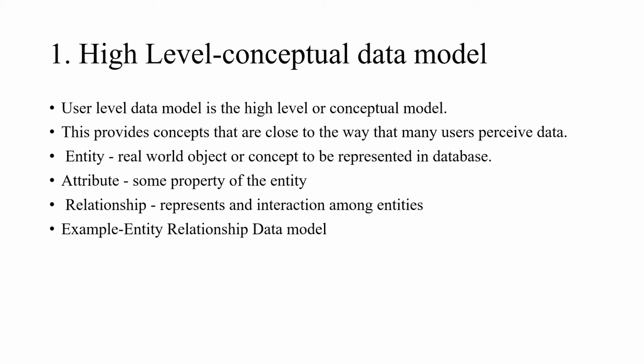When we consider a student database, student is an entity, and the name of a student and mark of a student, these are the attributes or some property of that entity. And the relationship means there is some interaction or association among two entities. For example, there is a student entity, there is a lecturer entity. There is some relationship which goes studied by lecturer.